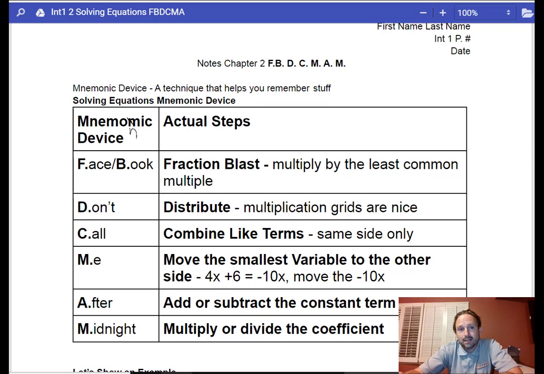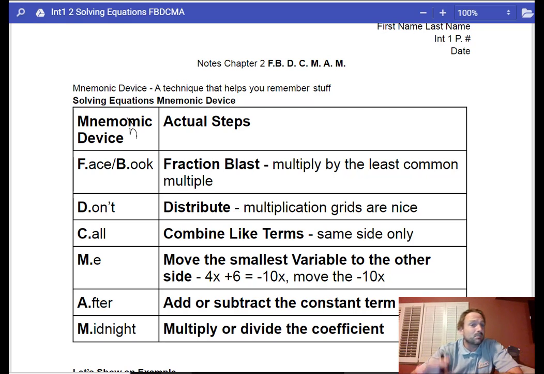Facebook is Fraction Blast. If you see some fractions that are outside, or decimals that are outside the parentheses, or other groupings like brackets, then you're going to multiply by that least common denominator, or actually least common multiple of the denominators. After that, to get rid of the parentheses or the groupings, you're going to use the distribution method. I like using multigrids myself, but that's about it.